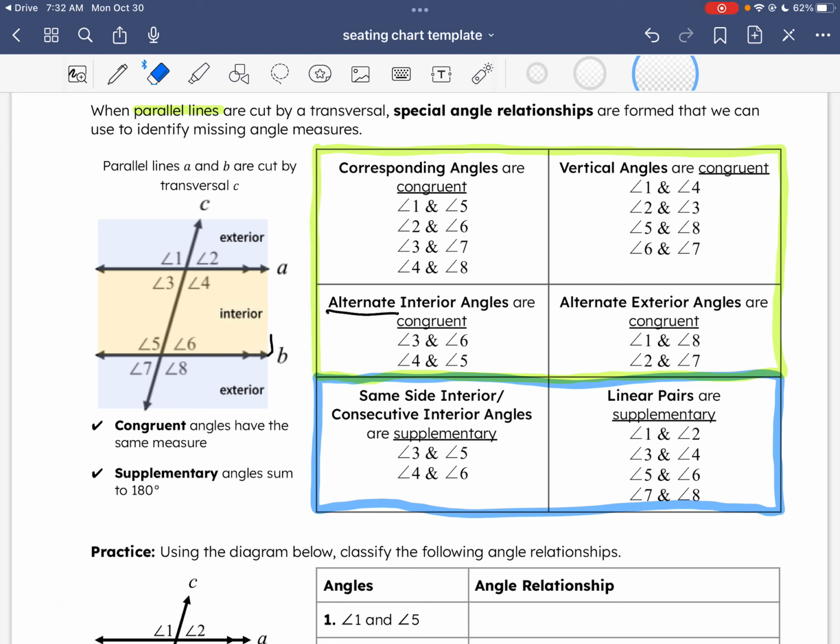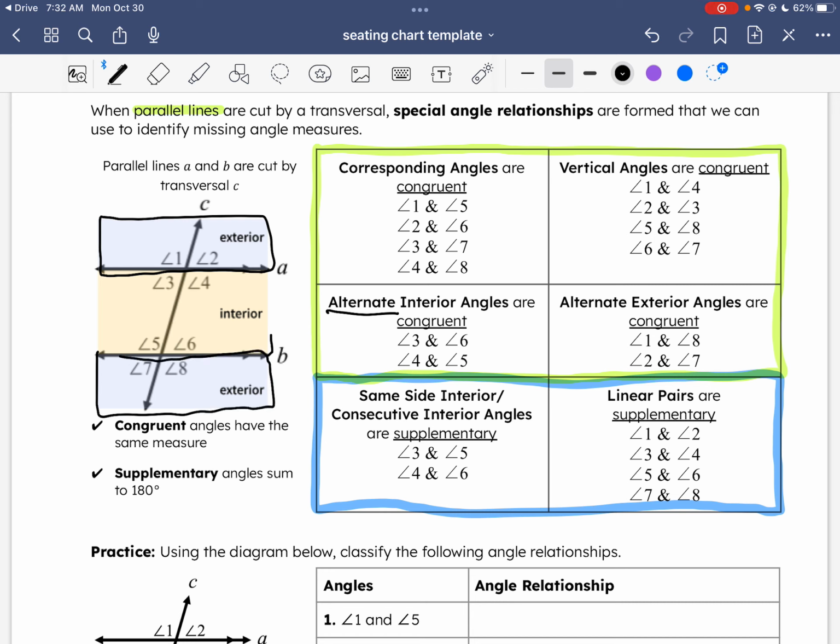And our last relationship that proves congruency is alternate exterior angles. So our exterior angles are these 2 up here and these 2 down here. So those are our 4 exterior angles. And alternate means that they're on opposite sides of the transversal. So 2 and 7 and 1 and 8 are alternate exterior angles, which proves that those angles are congruent.